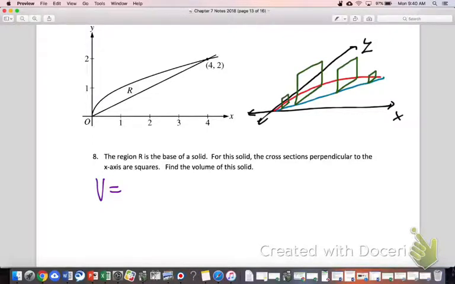So for these cross-sectional formulas, where's the pi going to come into play? Come on. Feel free to look back if you want. It's not in it, is it? It's not in it at all.